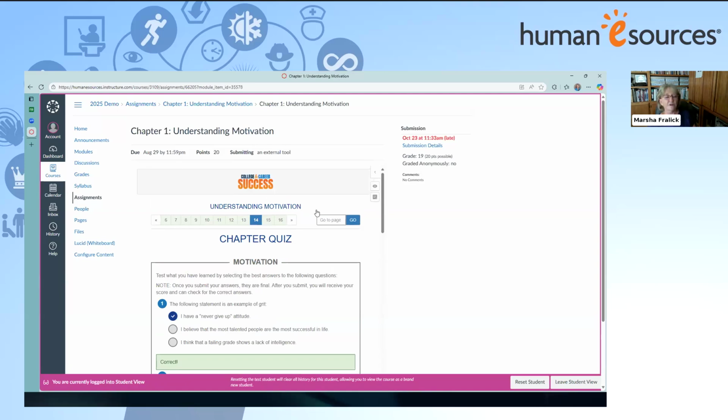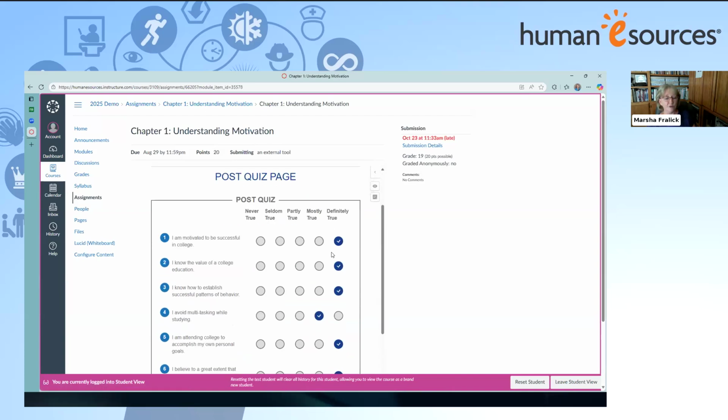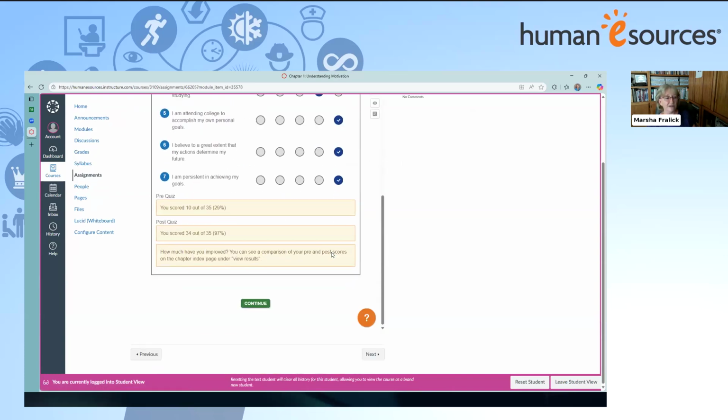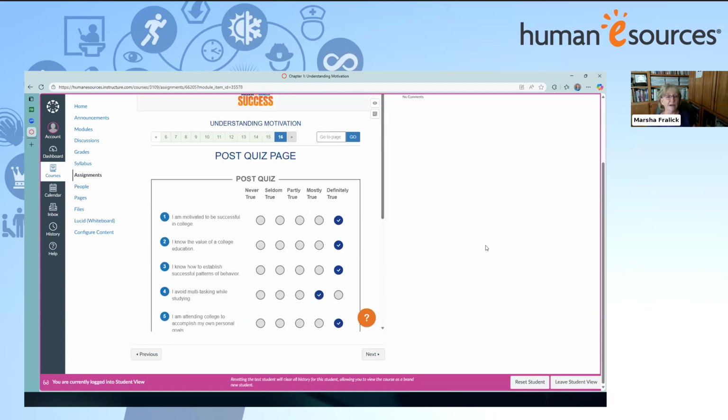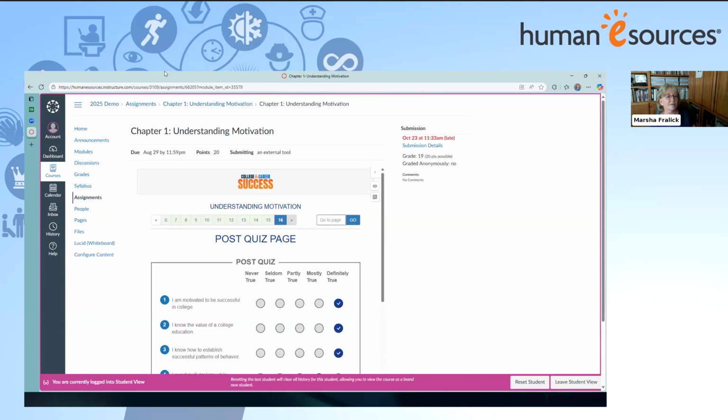And then at the first, there were questions about the student learning outcomes, and so the last page compares what you did with the first quiz and the last one. So here's again at the end, you get to rate yourself on the student learning outcomes. The pre-quiz, it was 10 out of 35, 29%. The post-quiz was 34 out of 35, 97%. And then you can see a comparison of the scores when I go back to this chapter.